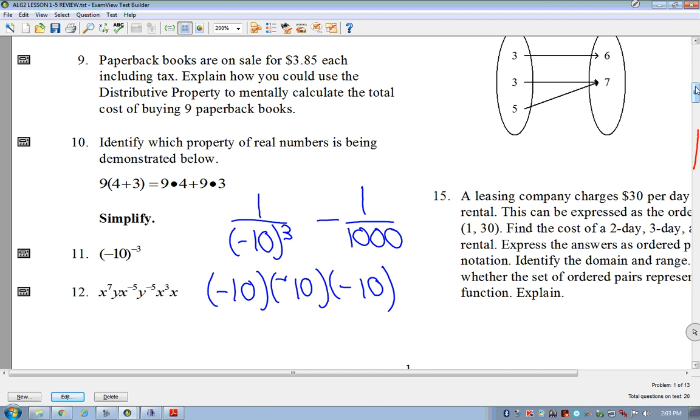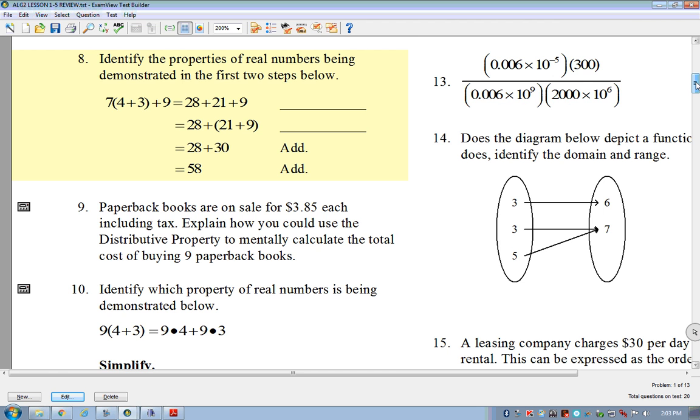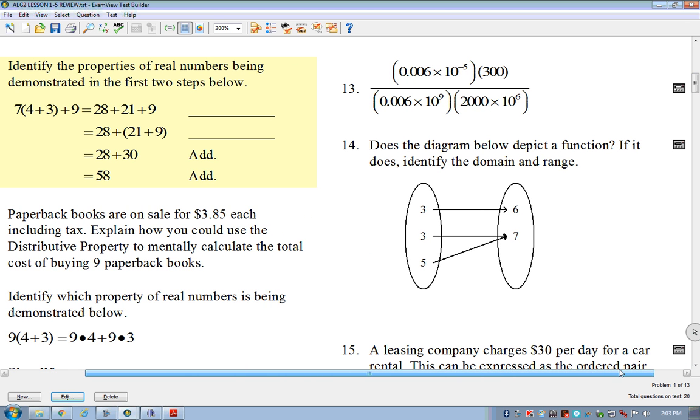Let's see. We already did 12 on the other video, so we're going to skip over to 14. Okay, 14. Does the diagram below depict a function? If it does, identify the domain and range. Does this represent a function? Why not, Derek? That may be true, but that's not necessarily the reason that we're looking for saying that this isn't a function. Our first clue is that I have two repeating x's or two repeating domains, right? Yes, Juan?